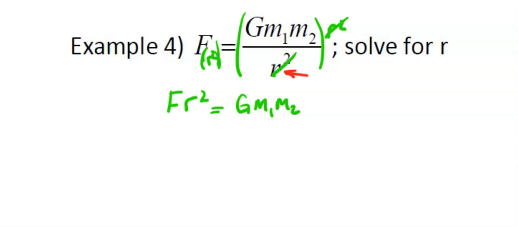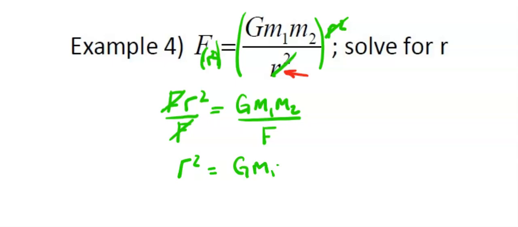Now we can divide by f to get the r squared alone, because we're trying to get r as our variable that we're looking for. So we're dividing both sides by f, and that cancels the f. So then we have r squared is equal to g m sub 1 times m sub 2, and this is all divided by f.